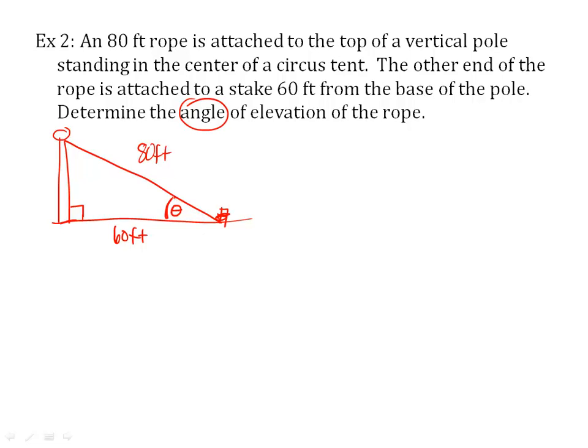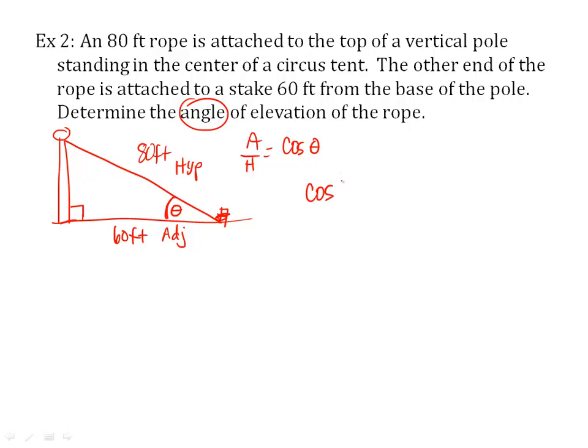I'm going to show you how to solve for an angle here in a minute. But first, the process is the same. Relative to this angle, what two sides do I have? 60 feet is the adjacent side. 80 feet is the hypotenuse, right? Well, which trig ratio uses adjacent and hypotenuse? That would be cosine. Cosine of theta. All right, so this is the basic formula I'm going to use.